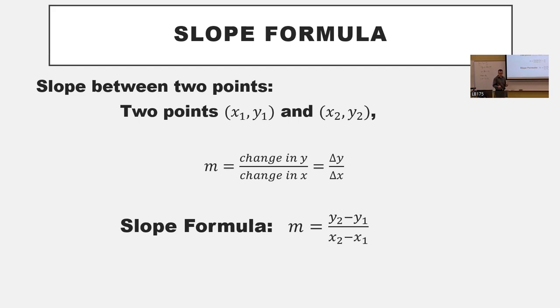So if I don't have the equation of the line, but I know 2 points on the line, I can still find slope. And this is called the slope formula. The slope formula is essentially just change in y, y2 minus y1, divided by change in x, which is x2 minus x1, given 2 points.